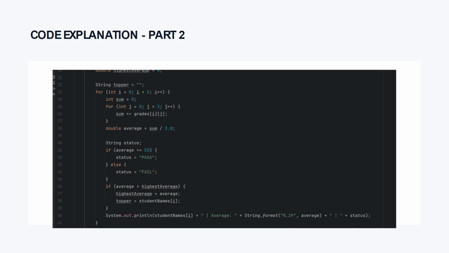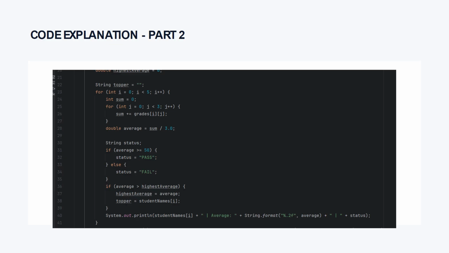Here's the code explanation for part 2. Now lines 21 to 28, the processing logic. Line 21, print the results report header. Line 22, initialize the highest average to 0. Line 23, initialize an empty string for the topper. Lines 24 to 38 contain a loop to process each student. Lines 25 to 28 calculate the sum of the 3 grades. Line 29, calculate the average by dividing the sum by 3.